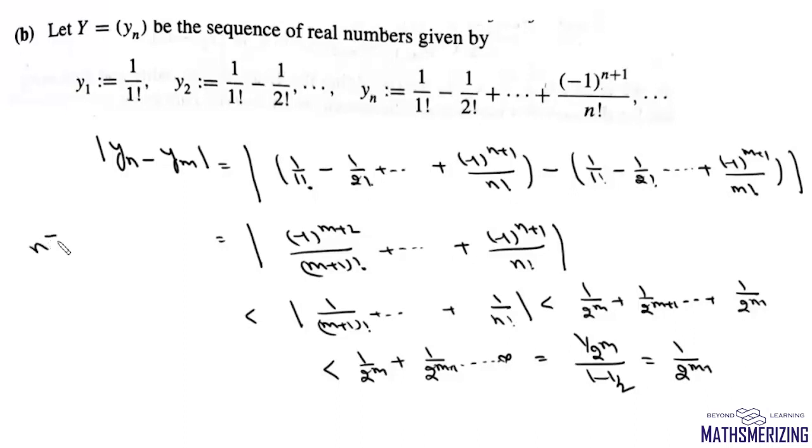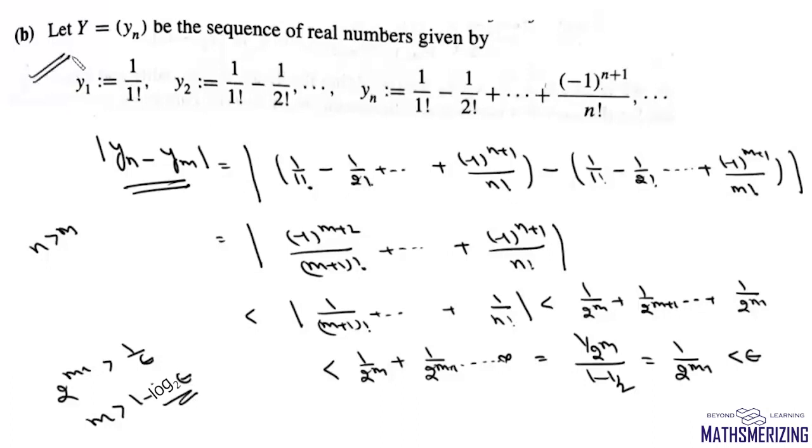So for any n which is greater than m, yn minus ym is less than 1 upon 2 to the power of m minus 1. It will be less than epsilon. We can write 2 to the power of m minus 1 will be greater than 1 upon epsilon, or m will be greater than 1 minus log epsilon. So this sequence is a Cauchy sequence and therefore it is a convergent sequence.